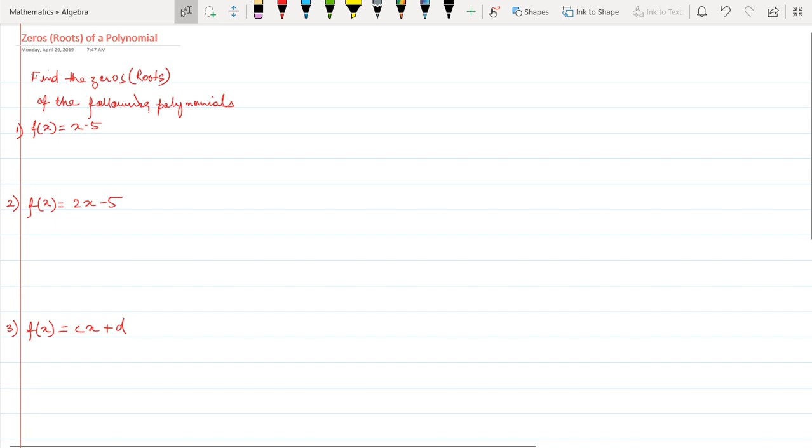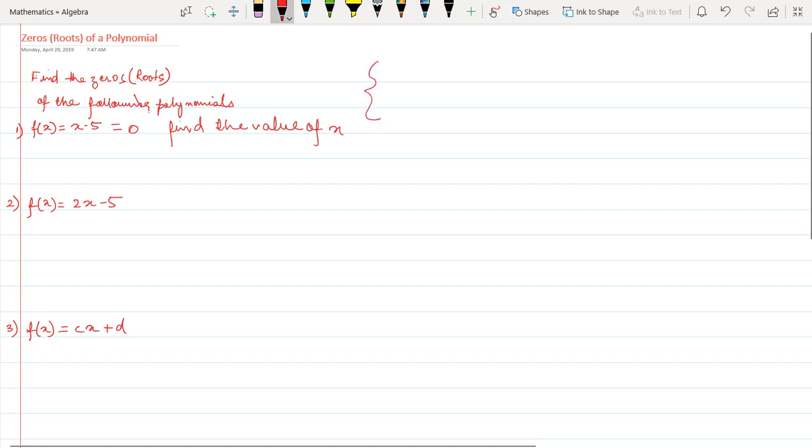This is about finding the zeros or the roots of a polynomial. Whenever you have been given a polynomial and you are asked to find the zero or the root of a polynomial, you have to equate it with 0 and find the value of x, or whatever the variable is over there.